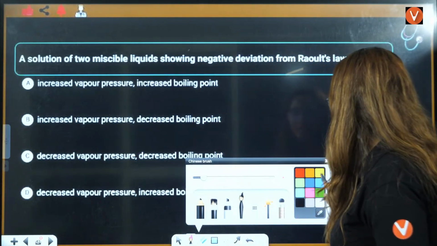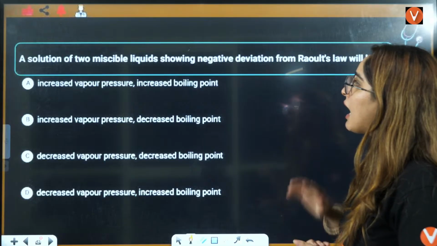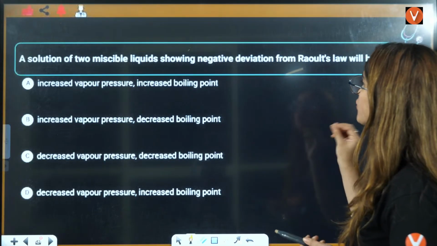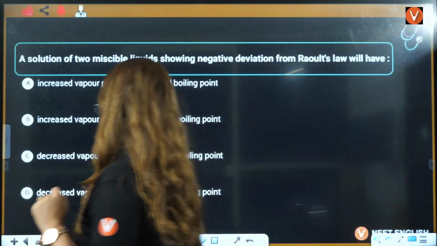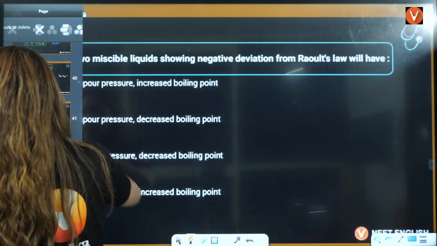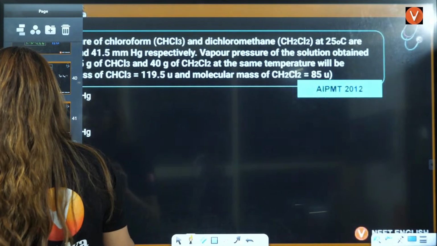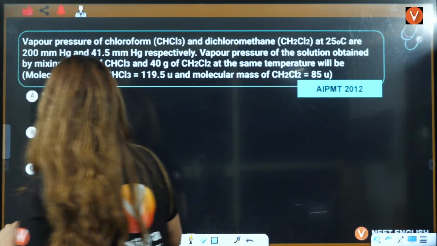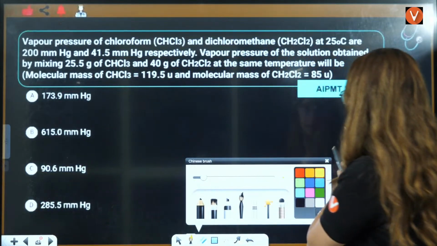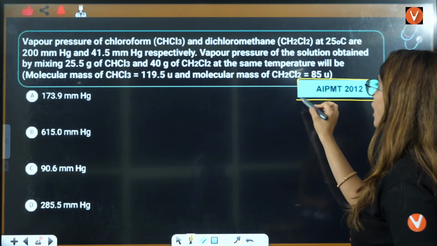Okay, let's see if you're able to do this question or not. A solution of two miscible liquids showing negative deviation from Raoult's law. Achha, wait a minute. This is actually not a question of this one, right? Okay, let's do the other question here. Yes, let's do this question, everybody. That is your AIPMT 2012 question.